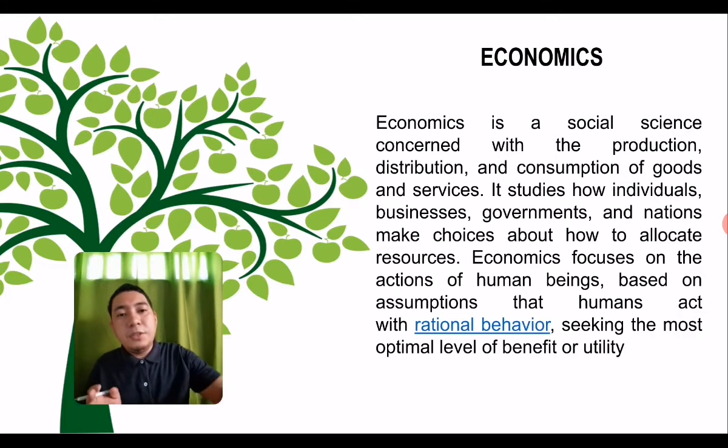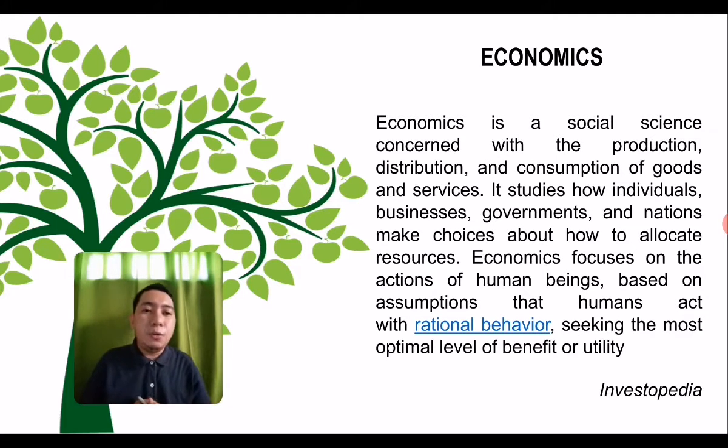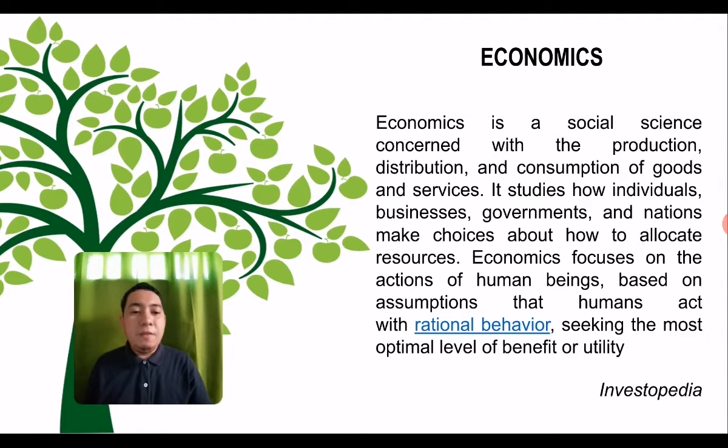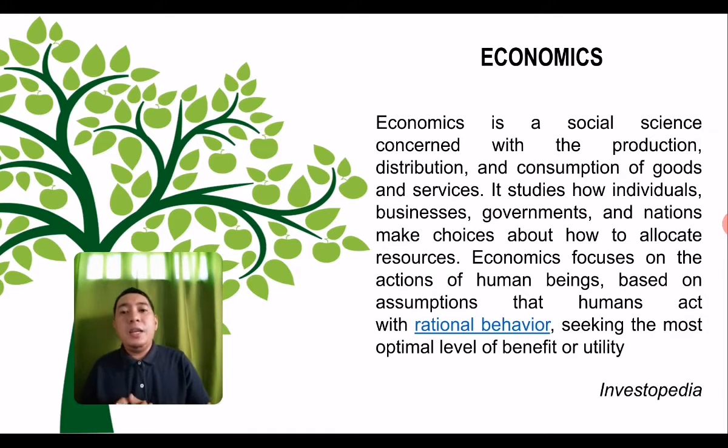So according to Investopedia, economics is a social science that is concerned with the production, distribution, and consumption of goods and services. It studies how individuals, businesses, governments, and nations make choices about how to allocate resources. So these are the keywords: to allocate resources. Economics focuses on the actions of human beings based on the assumption that humans act with rational behavior, seeking the most optimal level of benefit or utility. So that's the meaning of economics in Investopedia.